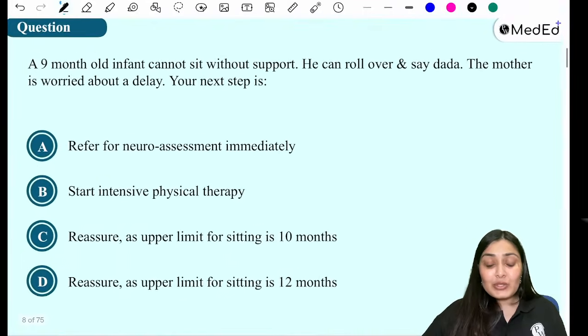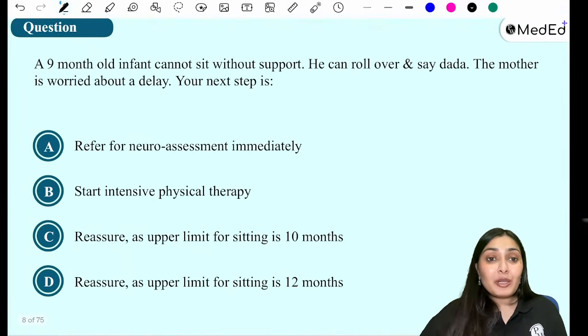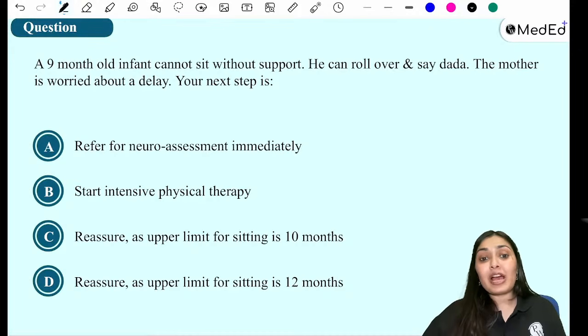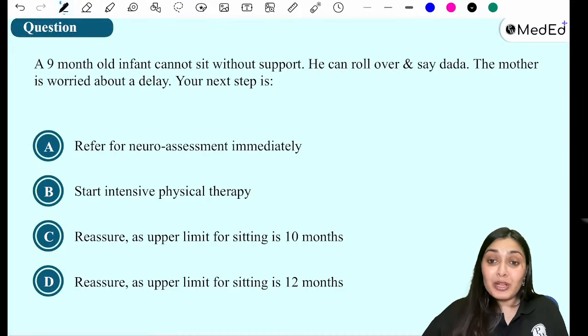Another milestone question. We have a 9-month-old infant who cannot sit without support. He can roll over and say dada. Mother is worried about the delay. Your next step is option A, refer for the neuro assessment immediately. Option B, start intensive physical therapy. Option C, reassure as the upper limit for sitting is 10 months. Option D, reassure as the upper limit for sitting is 12 months.